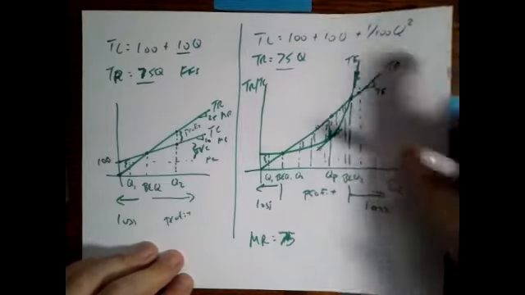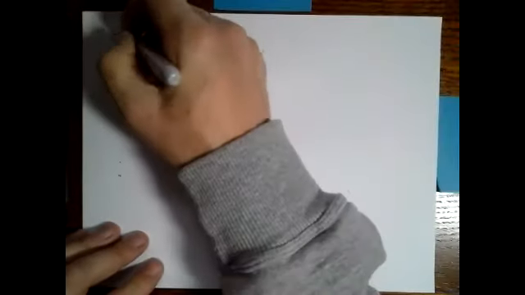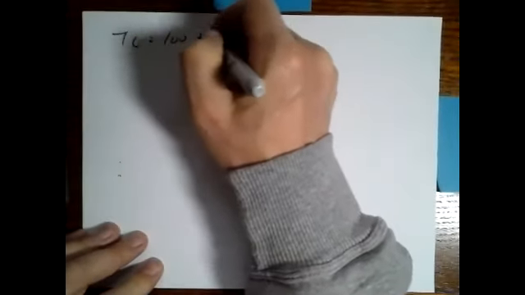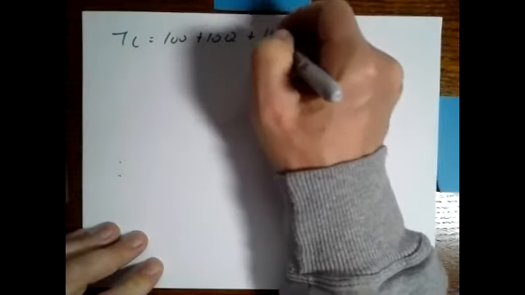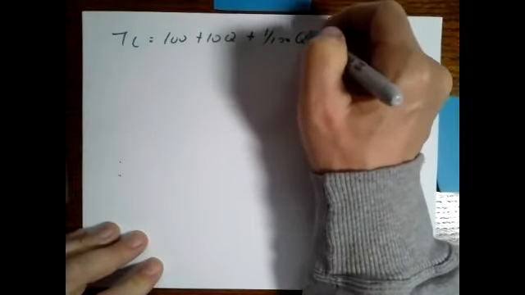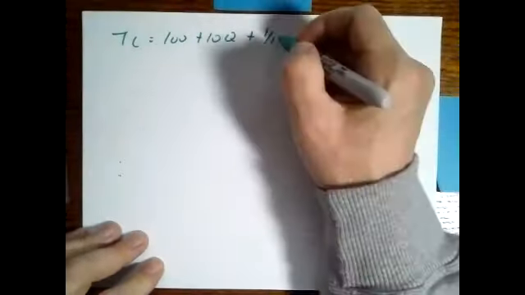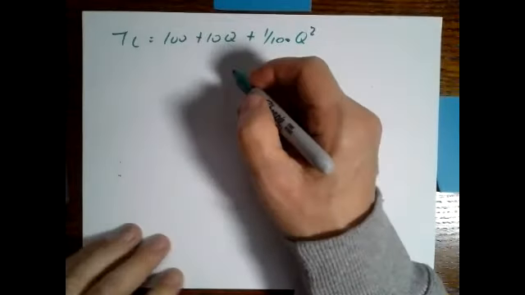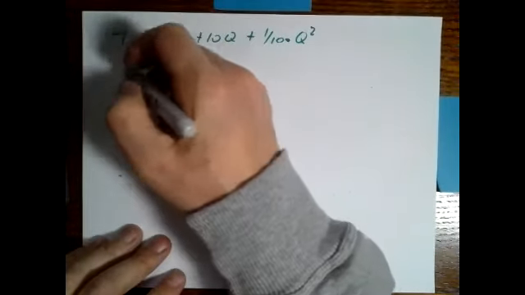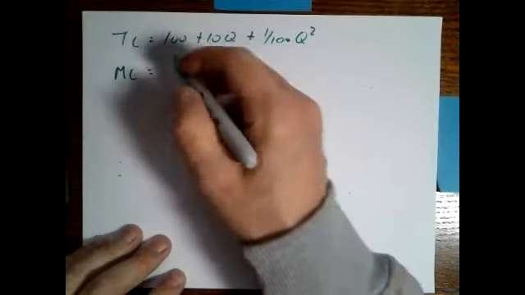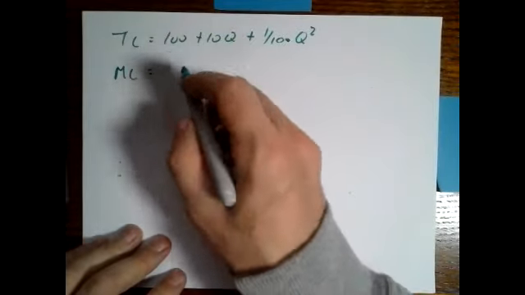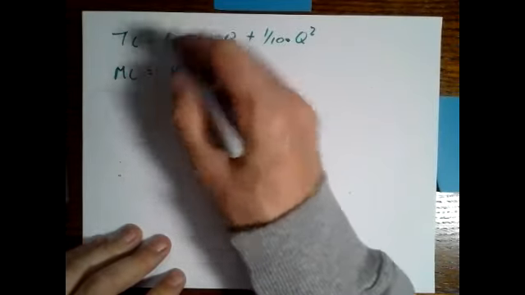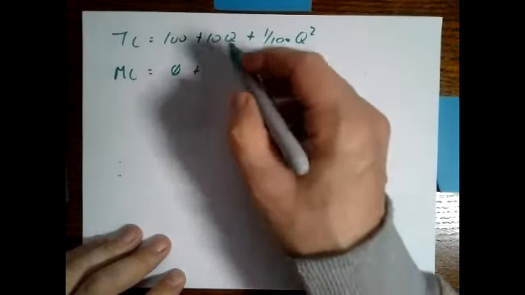All right, so we did this problem in the previous video. I'm just going to set that aside for a second. So total cost is 100 plus 10Q plus 1 over 100 Q squared, right? So how do we get marginal cost? Well, we're going to take the derivative, right? So let's do a couple of steps here. What do we do with a constant? A constant goes to 0. We just basically ignore it, right?